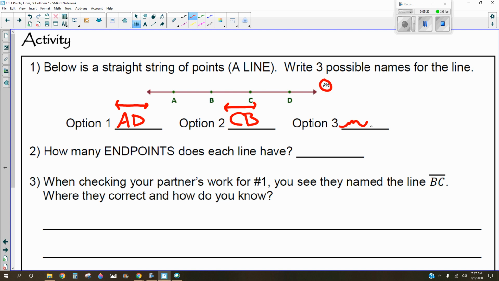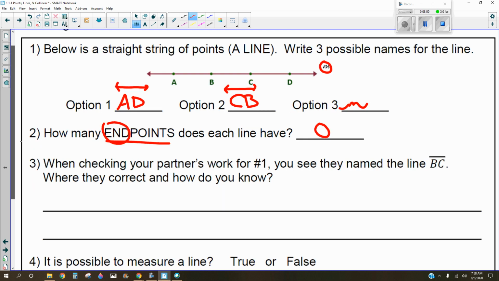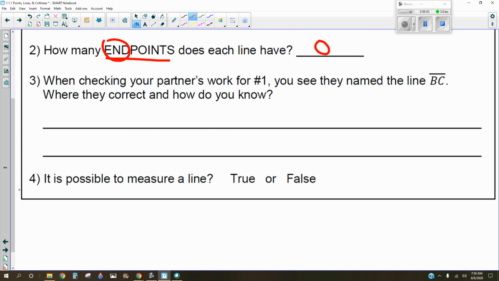The next question says, how many endpoints does a line have? This is a trick question. Because an endpoint means that something ends. And does a line ever come to an end? No, that's what those arrows represent. Those arrows represent keep going. So how many end points does it have? It doesn't have any. It has 0 endpoints. It doesn't stop, so therefore it doesn't end. Okay? We can skip number 3. Number 3 was when you have these packets, if you're in the classroom, we have paper packets, but we don't have those, so we can't check each other's work.